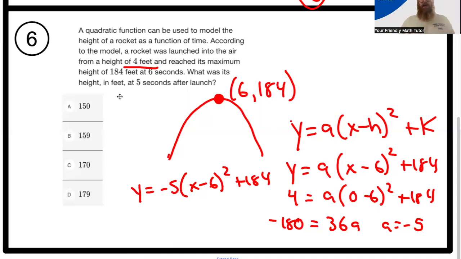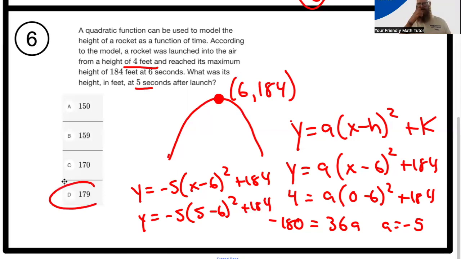And then it wants to know what is its height 5 seconds after launch. So you're just going to plug in 5 for x. Well, 5 minus 6 is negative 1, squared is 1. So you end up just getting negative 5 plus 184, which is 179. All right. Let's keep it moving.